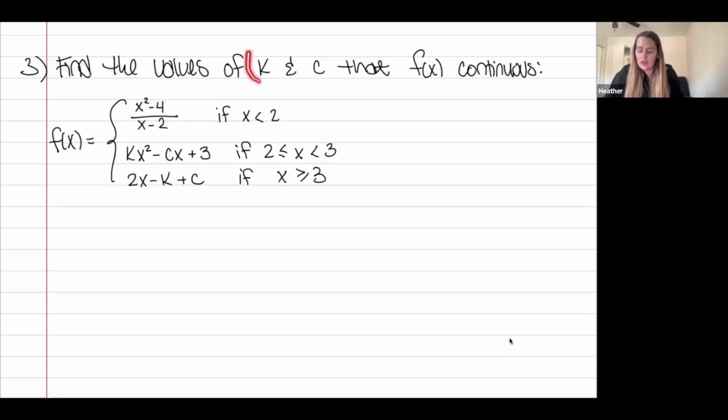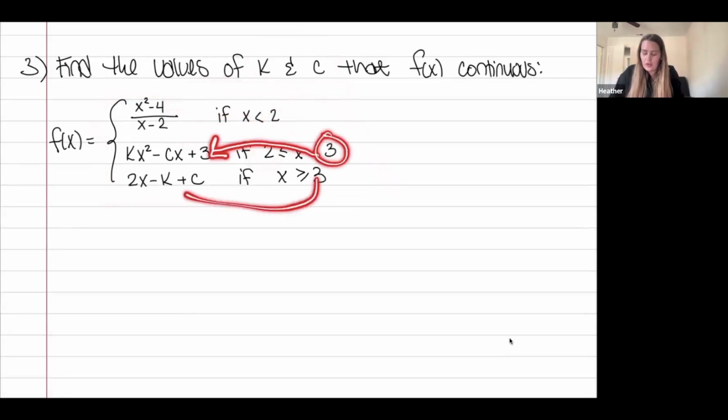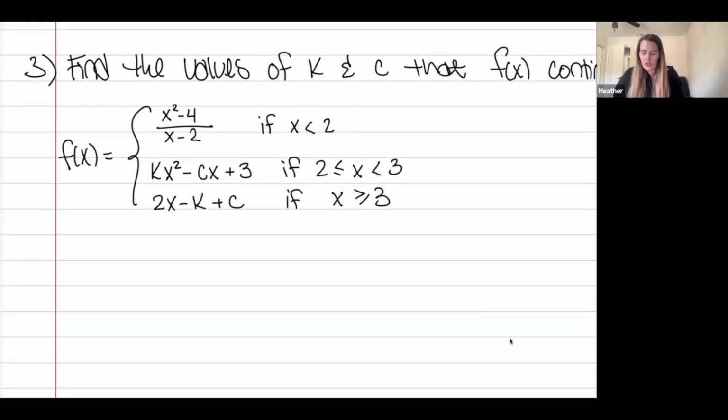I have 2 unknowns, k and c. If I have 2 unknowns, that means I need 3 equations. So I have 3 different pieces, if you will, of my piecewise function. But I'm essentially going to do the same thing. So I will use 2 plugged into this one, set it equal to 2 plugged into this one. Then I'll use 3 plugged into this one, set equal to 3 plugged into this one. We'll set ourselves up a system of equations and we'll solve from there.